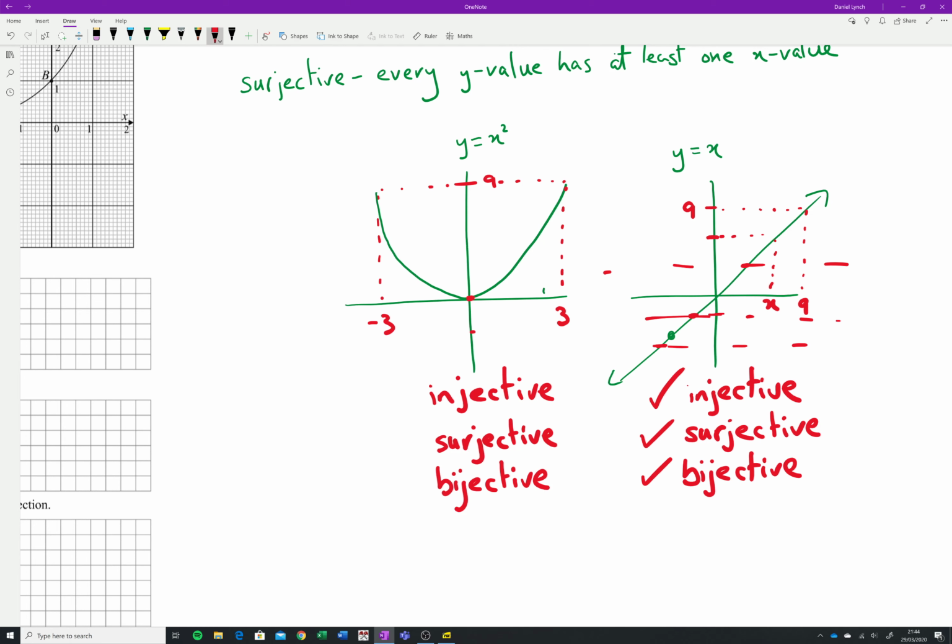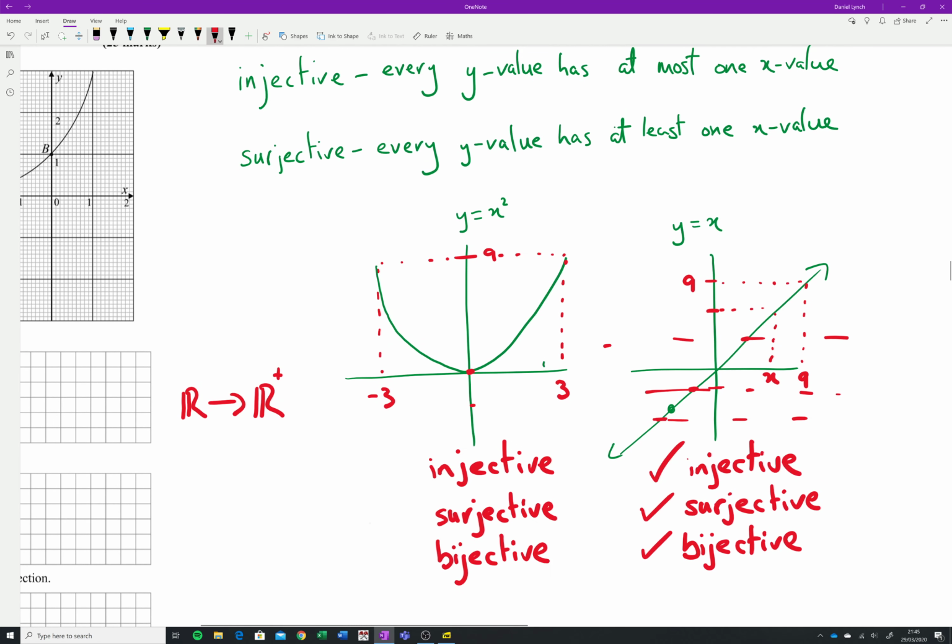They might say, looking at all real inputs going in and just looking at positive real numbers on the way out. So if we go back to our little definition, all we're going to put in is real numbers, any real number, and then we will only consider positive outputs. So let's see, what does that mean? In this case, is it injective?